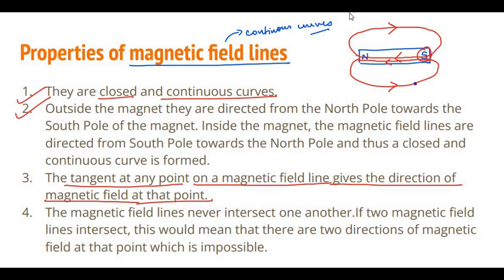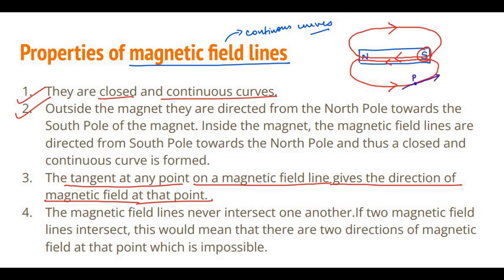To main is point par tangent banaunga. Tangent is a straight line that just touches that point. So is point ko touch karta hua jo tangent banaya, this tangent is the direction of magnetic field at that point. Which point? Ye point.